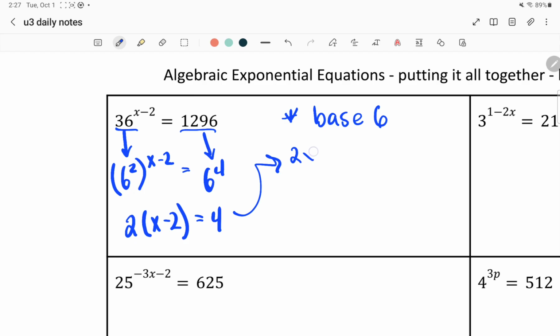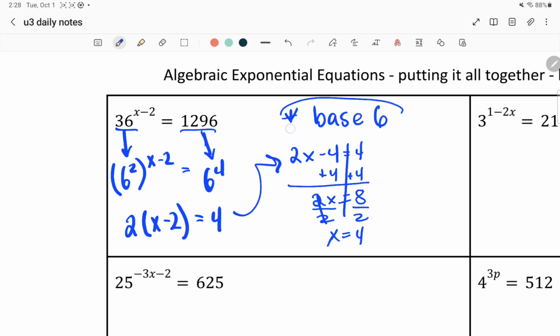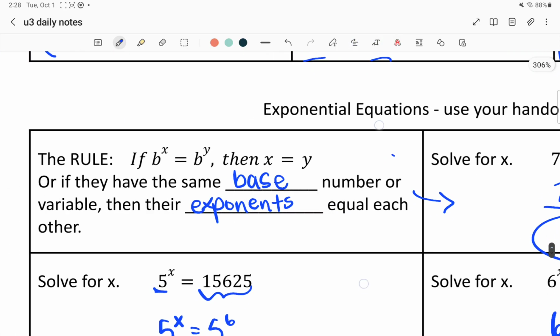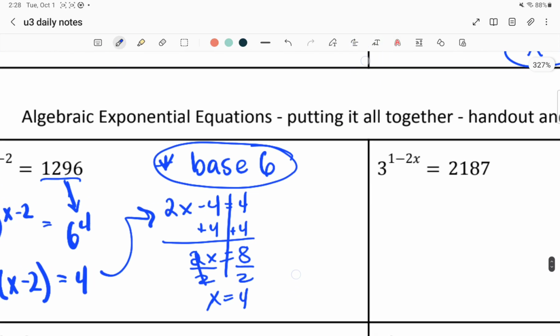So I've got to distribute. And then I'm going to add 4 to both sides. And then divide by 2 on both sides. And I get x equals 4. Okay, so recap, what I did was I said, okay, I don't have 36 and I don't have 1296, but I do know that they both come from a base 6. So I switched their bases, and now that they're both at the same base, I can use my rule that we talked about right here. And because of that, I could solve for x.